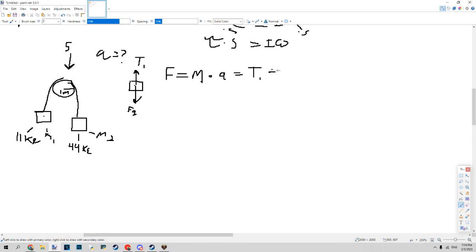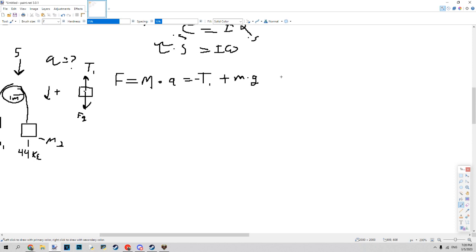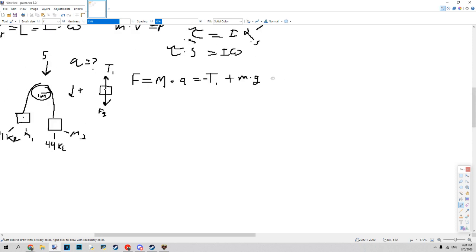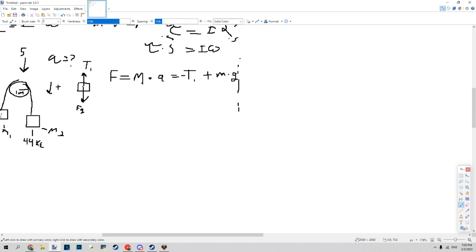So we know that this is equal to tension 1 times, you know what, let's actually make tension negative, so our positive direction is down. So negative tension plus Fg, which is just mass times gravity, so plus m1 times g. So that's our first portion.